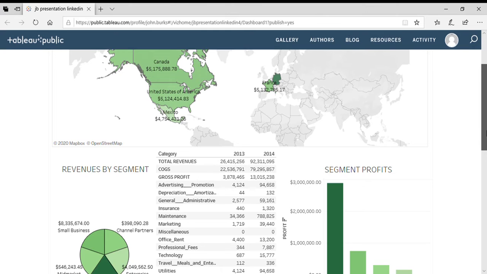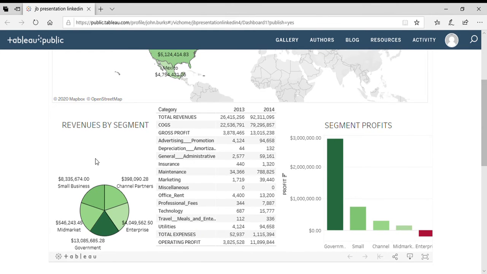And when you scroll down, what we have is the revenues by segment. Again, this is looking at all your revenues by segment overall for all of the countries. And what you have is your small business, your channel partners, your enterprise, your government revenues, and then your mid-market as well. This, like the map above, is also color-coded to show the level of revenues, and as the revenues decrease, the shades also get lighter.